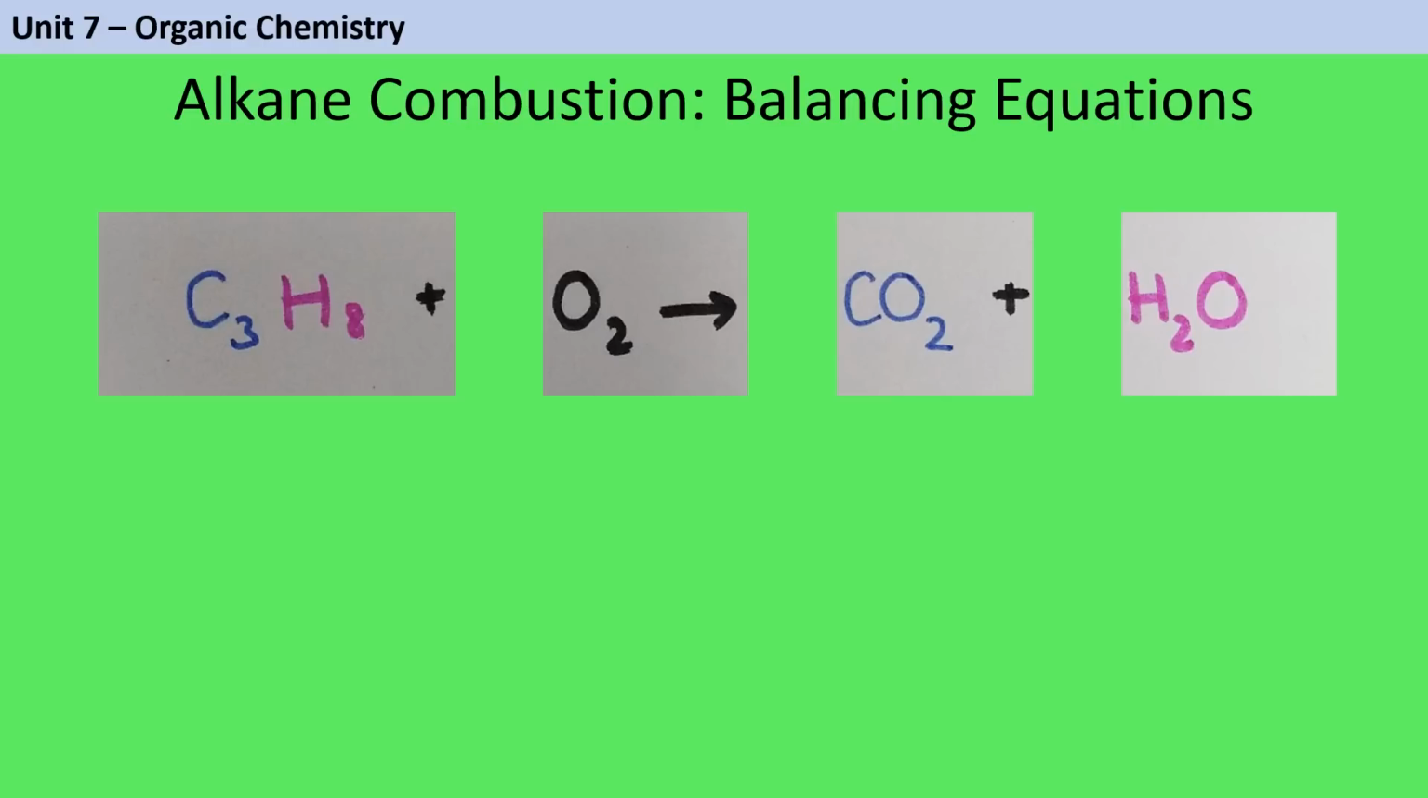Firstly, you're going to look at the number of carbons in the alkane. Here we have propane, so it has 3 carbons. Now, because the symbol equation has to balance, if I have 3 carbons on the left, I must have 3 carbons on the right. And the only molecule on the right that contains carbon atoms is carbon dioxide. So I need to have 3 carbon dioxide molecules. So I'm going to take this 3 from the propane and put it as a coefficient in front of the carbon dioxide.